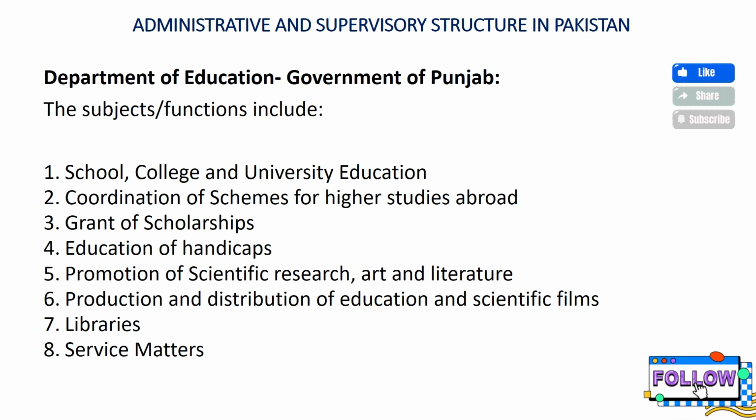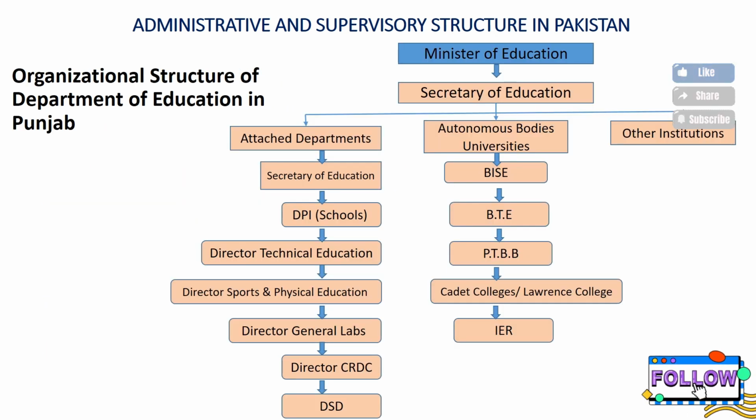Now the Department of Education, Government of Punjab. The subjects or functions include school, college, and university education, coordination of schemes for higher studies abroad, grant of scholarships, education of the handicapped, promotion of scientific research, art and literature, production and distribution of educational and scientific films, libraries, and service matters. Now, the organizational structure of the Department of Education in Punjab includes the Minister of Education, Secretary of Education, and the attached departments like DPI School, Director Technical Education, Director Sports and Physical Education, as well as Director General Labs, Director CRDC and DST.